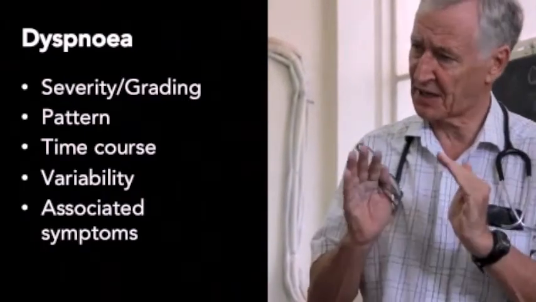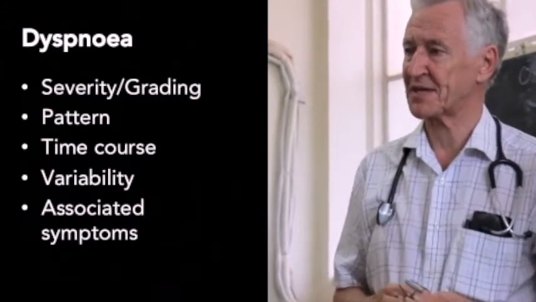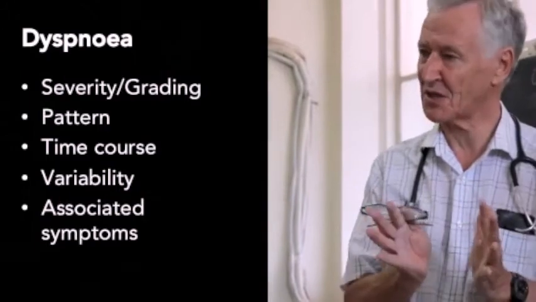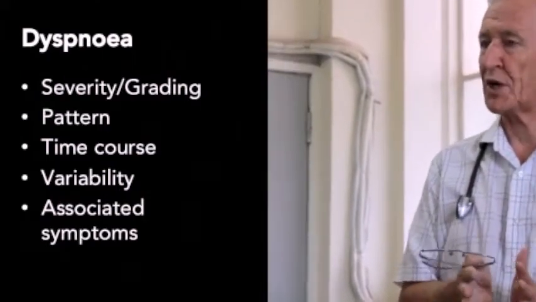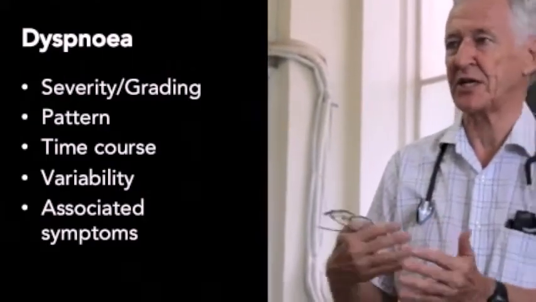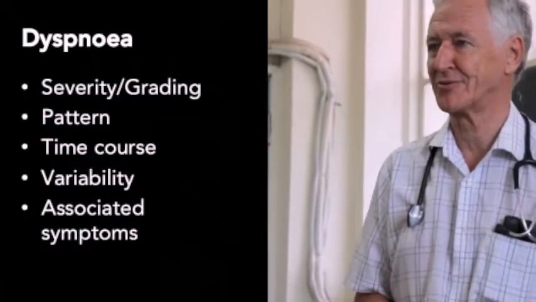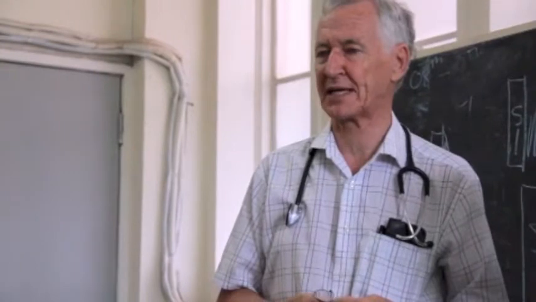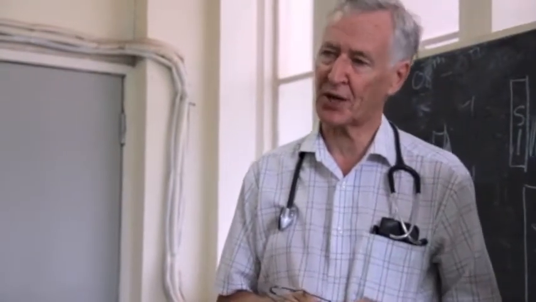All of these symptoms have what's called a time course. A time course means we need an onset, we need a duration, and we need how it is now. I emphasize those, and that's logical. Moving on to orthopnea.